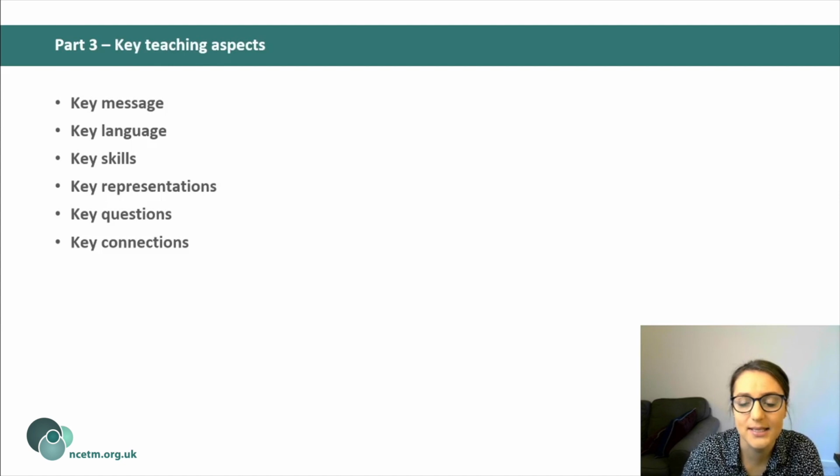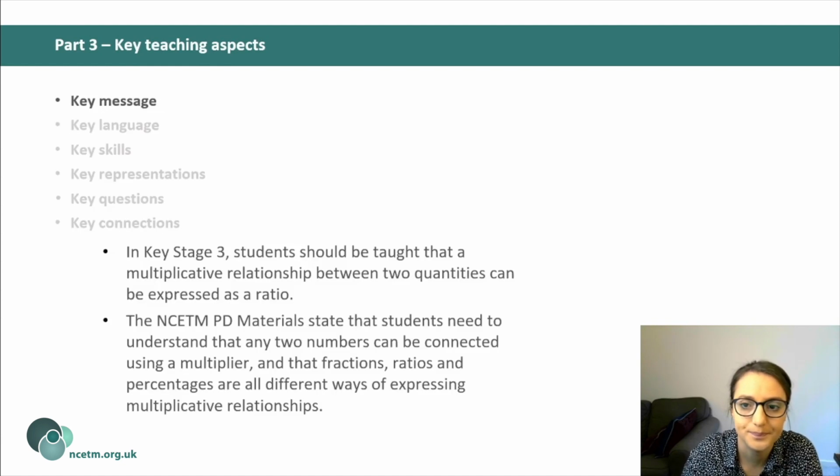So next is thinking about the key teaching aspects. When I was thinking about the unit of ratio that I was about to teach, I really thought carefully about the key message I wanted my students to leave that unit with an understanding of, some of the language I was going to use, and some of the skills I wanted them to be able to do. I also wanted to think really carefully about the representations I was going to choose so that they were consistent and coherent throughout the unit, some key questions I was going to ask, and the key connections where this understanding of ratio would lead them in the future.